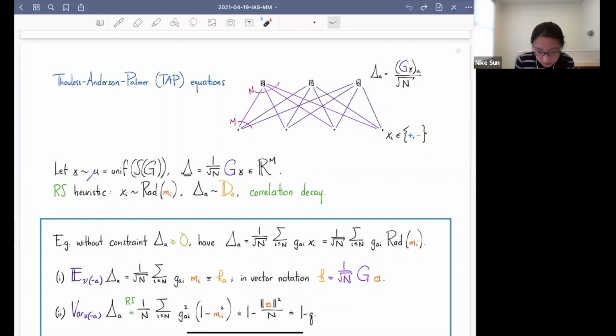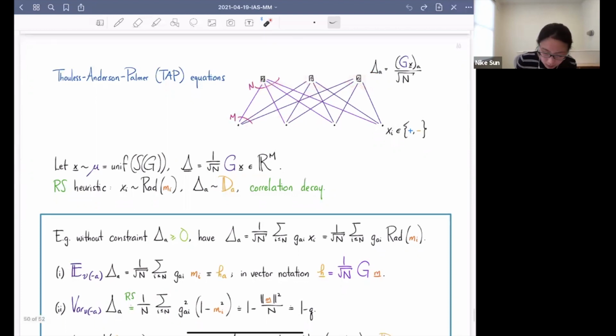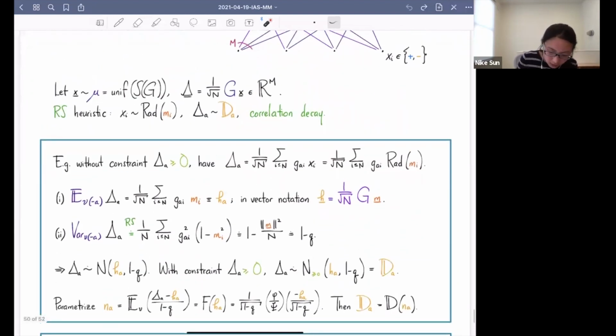So it's characterized by the mean, which is m sub i. And each delta_a has some distribution that at the moment we don't know, so let's just call it d sub a. Again, we believe it has correlation decay, in the sense that if I take any 100 of these, they will behave independently of one another. Or if I take, on the other side, any 100 variables and let n go to infinity, then they will behave roughly independently of one another.